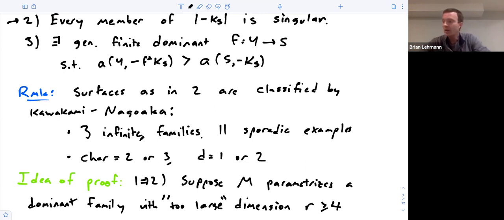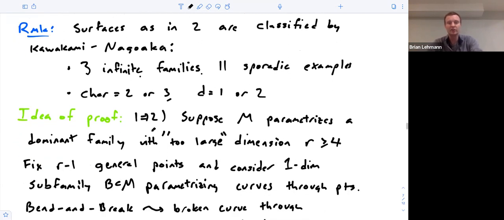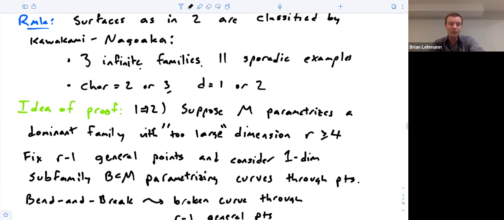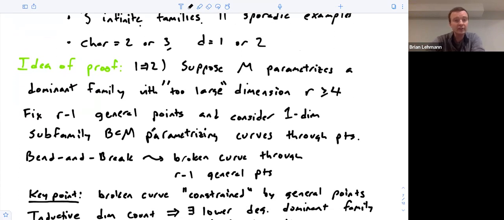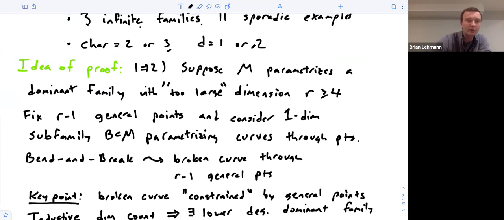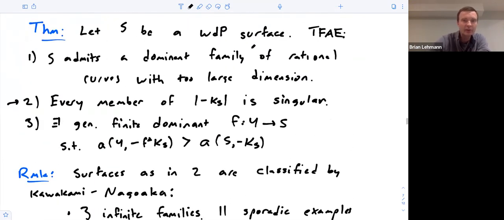Okay, so I wanted to give an idea of the proof, just to quickly overview how you would maybe hope to prove this. So here's the setup. First, let's prove that 1 implies 2. Here we have a family of 2 large dimension, and we want to show this second condition on the anti-canonical divisor.